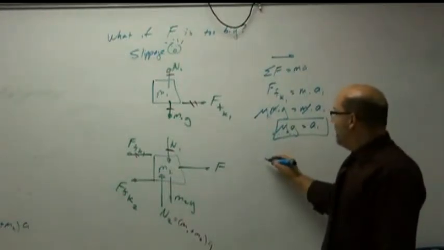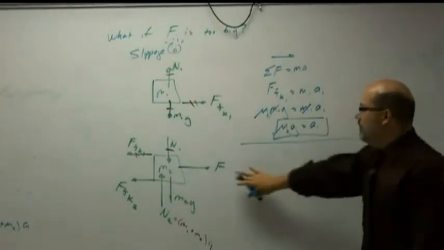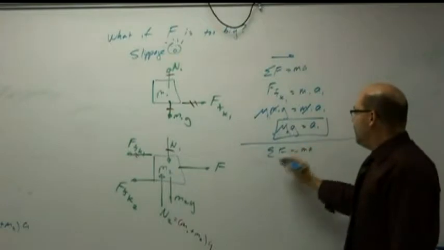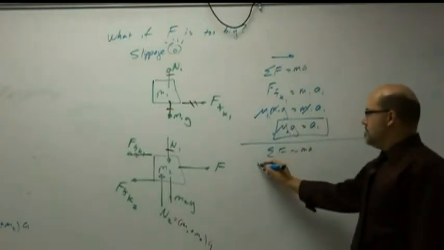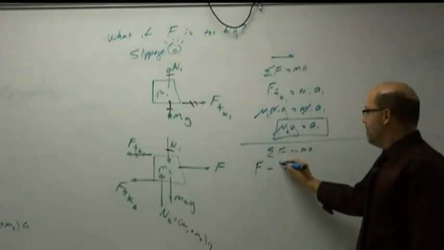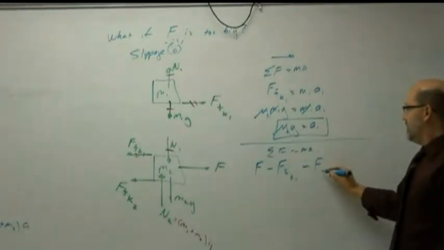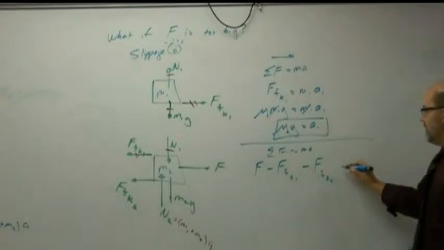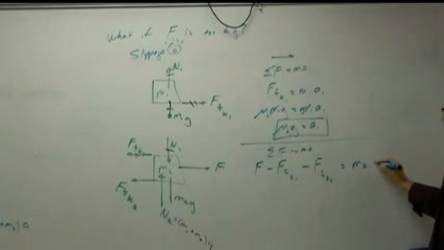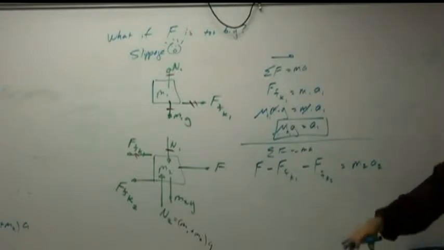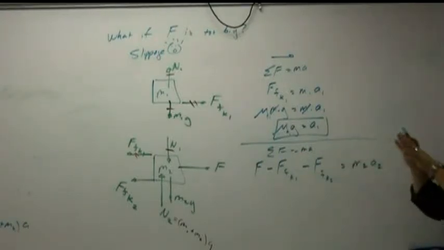All right. In the x direction for this one, the sum of the forces equals MA. What does this one look like? F minus F friction K1 minus F friction K2 equals M2A2. Now, if you get your free body diagram drawn right, then you'll get this right, and then you'll substitute all the stuff in right.